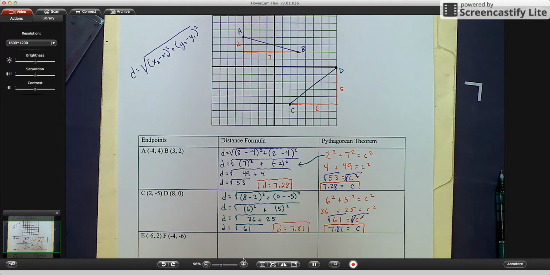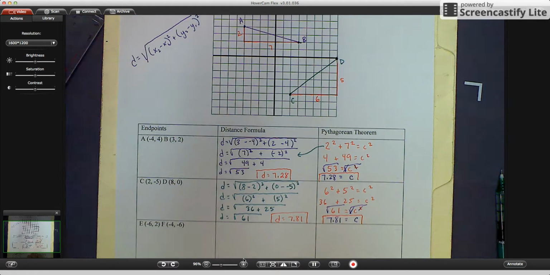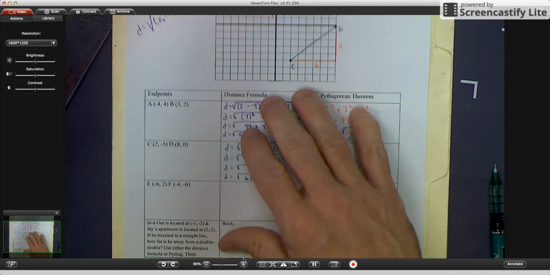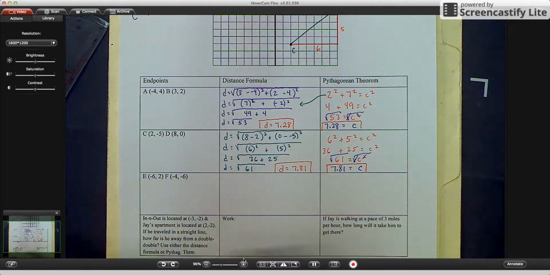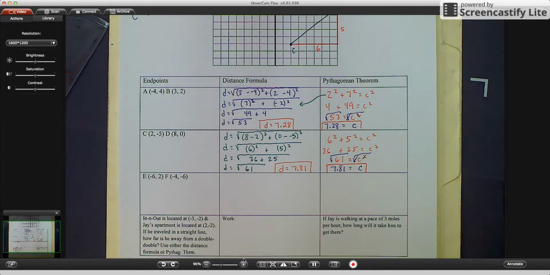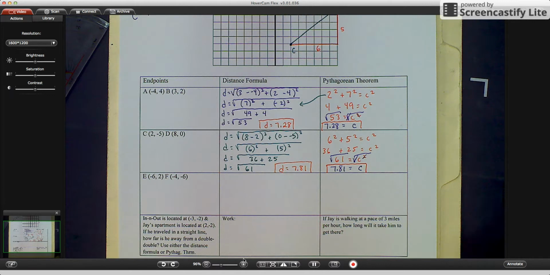What I would like you to do is to finish off line segment EF and then work on the word problem down here and try and figure that one out. Bring them into class tomorrow and we will talk about them. Good luck.